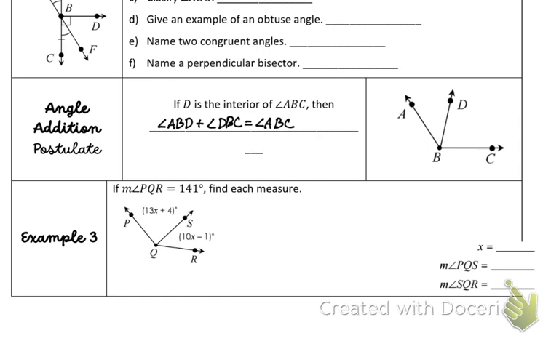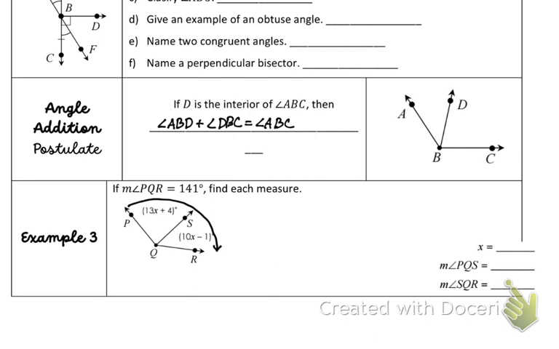Quick example. If we look down here, we know a bunch of information. We know that PQS is 13x plus 4. We know SQR equals 10x minus 1. According to this postulate, if I take this 13x plus 4 and add it to this 10x minus 1, it would equal the total measure. So angle plus angle equals the total measure. So this plus this equals this arc.